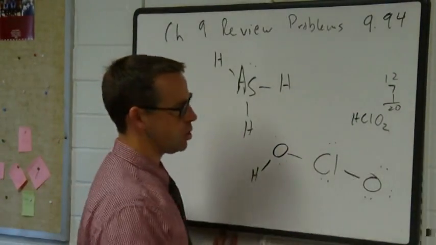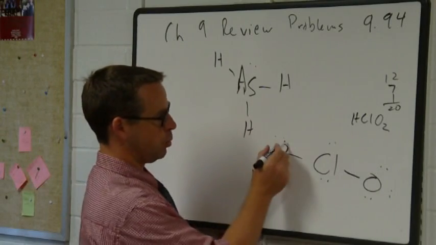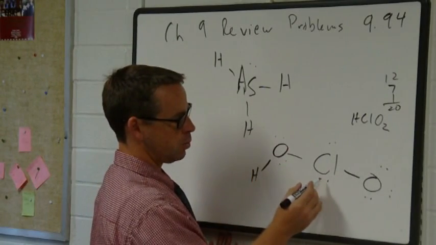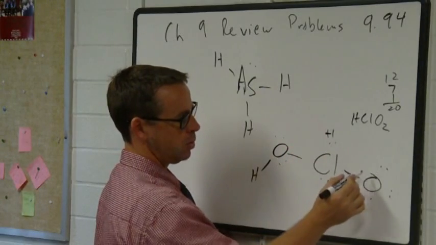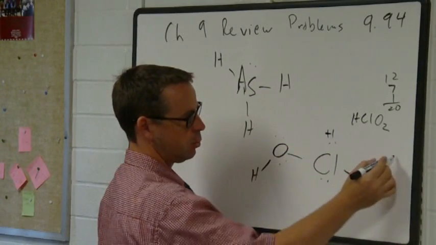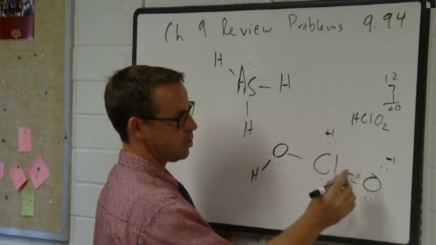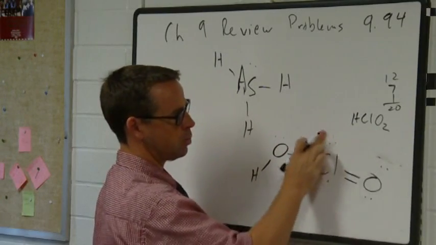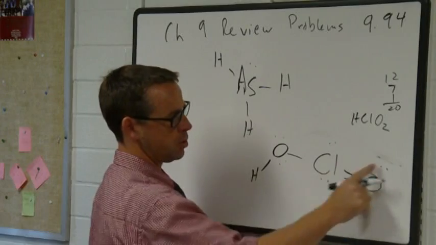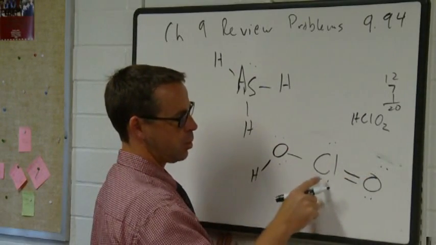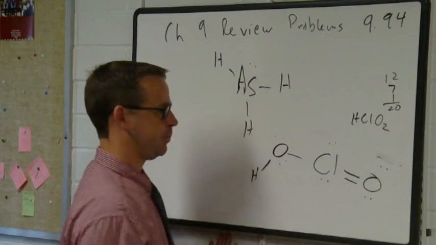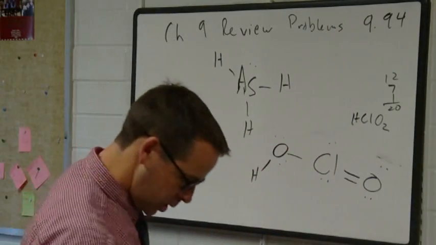Now the problem with this structure here, though, is that the formal charge here is 0. The formal charge here is 1, 2, 3, 4, 5, 6, plus 1. The formal charge here is 1, 2, 3, 4, 5, 6, 7, minus 1. So we have to bring these electrons in so that the formal charges will be taken care of. Now the formal charge here is 0. It brought 6. It has 1, 2, 3, 4, 5, 6. Chlorine brought 7. 1, 2, 3, 4, 5, 6, 7. So that's the structure there.